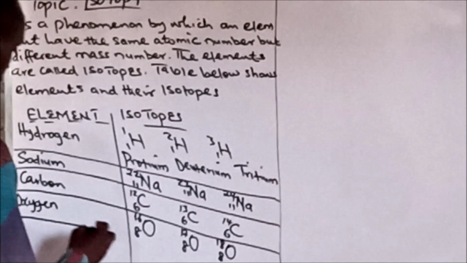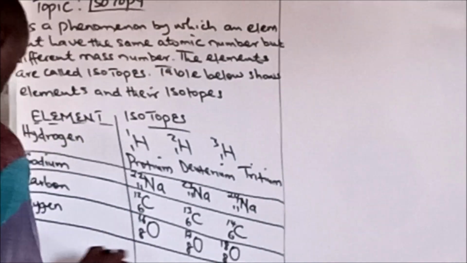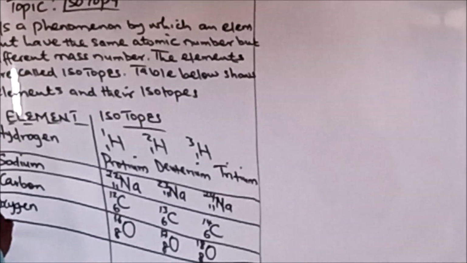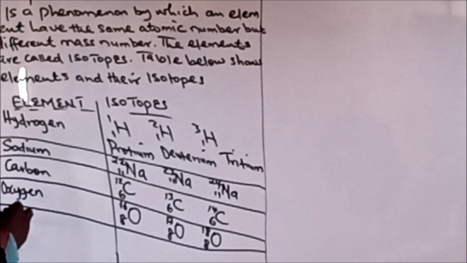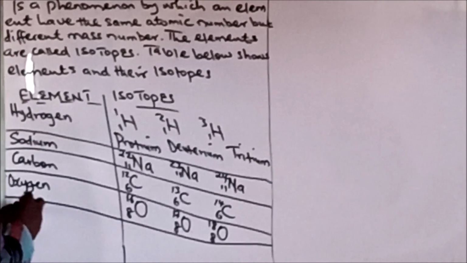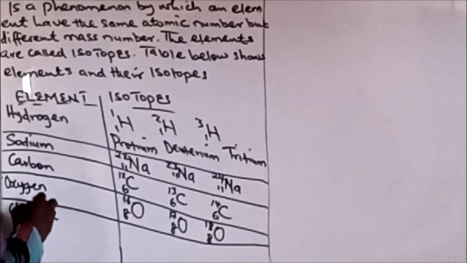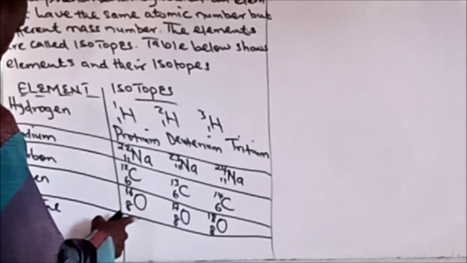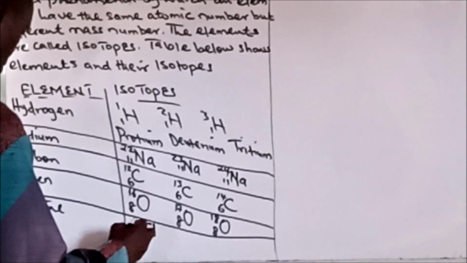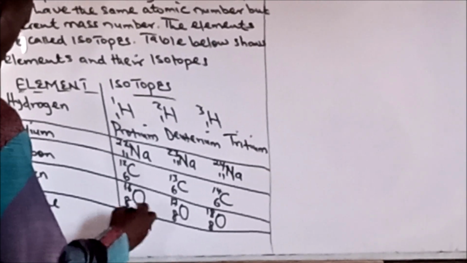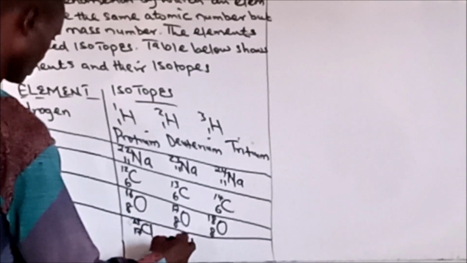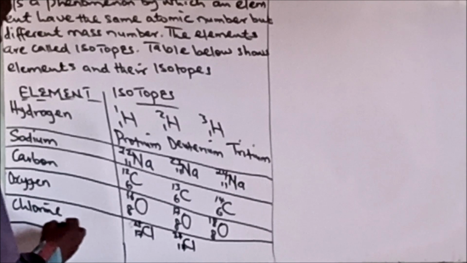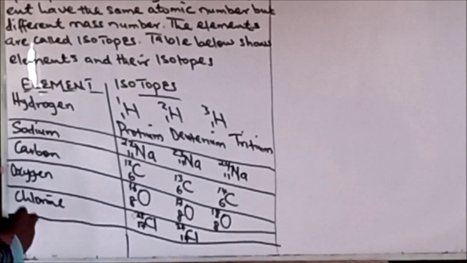Let me take two more. Chlorine: chlorine-35 and chlorine-37. We have so many. I said the whole elements in the periodic table.